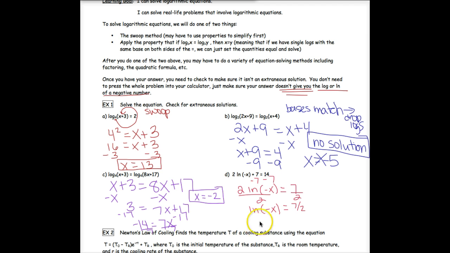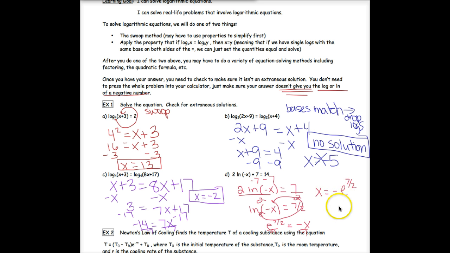So now if I want to solve, that means I need to swoop. So the base here, remember, is always e for a natural log. So when I swoop towards the equals, e to the 7/2 power equals the opposite of x. So to get x alone, all I would need to do here is divide by -1. Well, when you divide by -1, that just changes the sign. So I've got opposite of e to the 7/2 is what x is equal to.